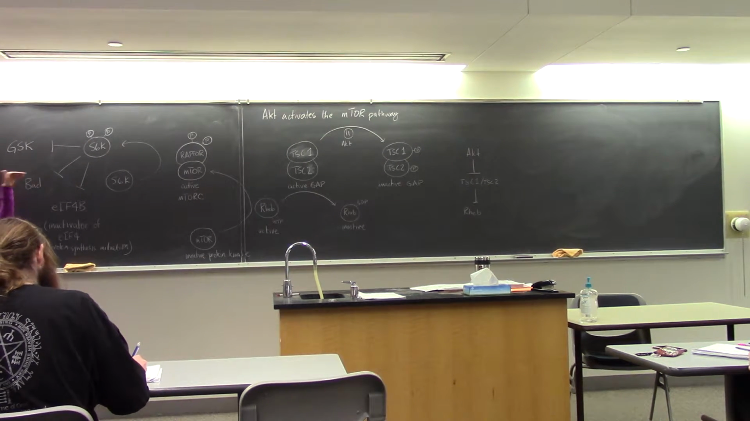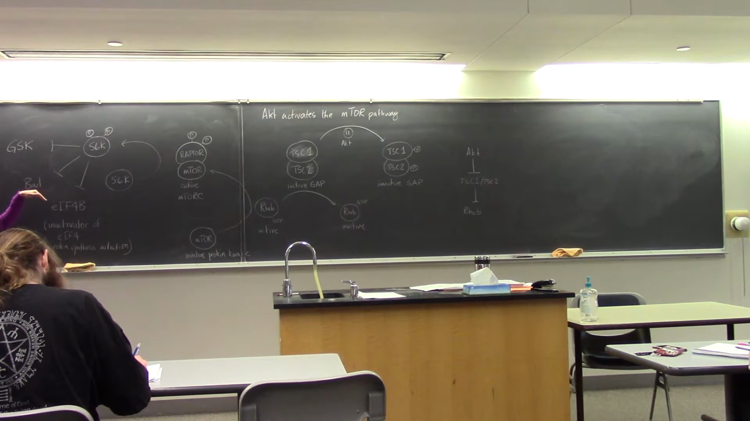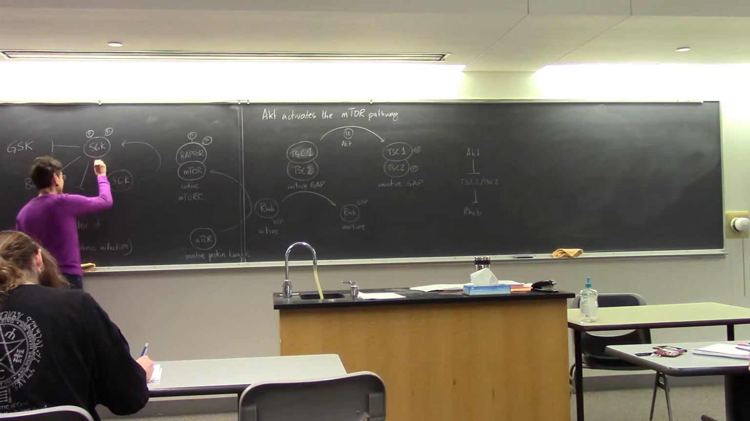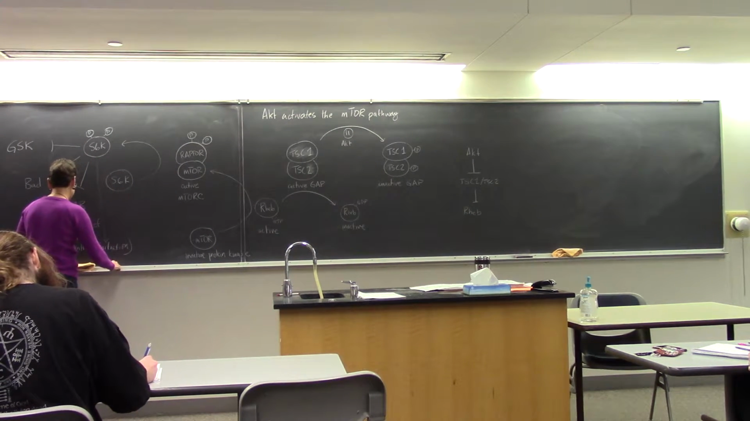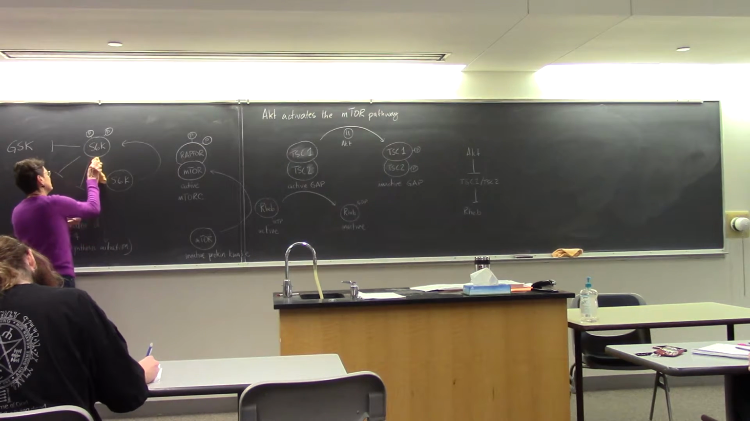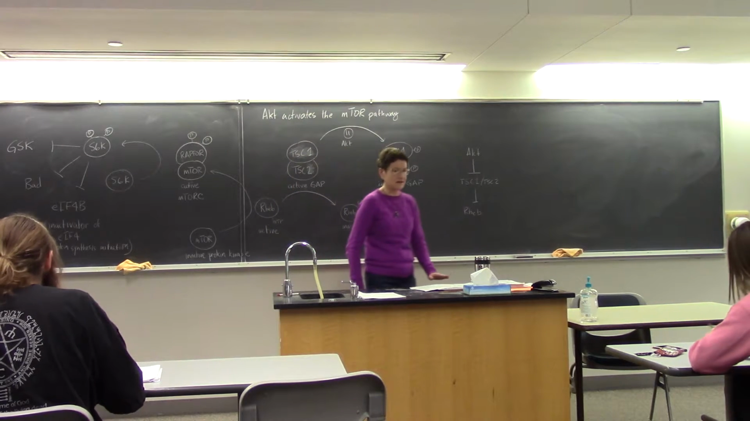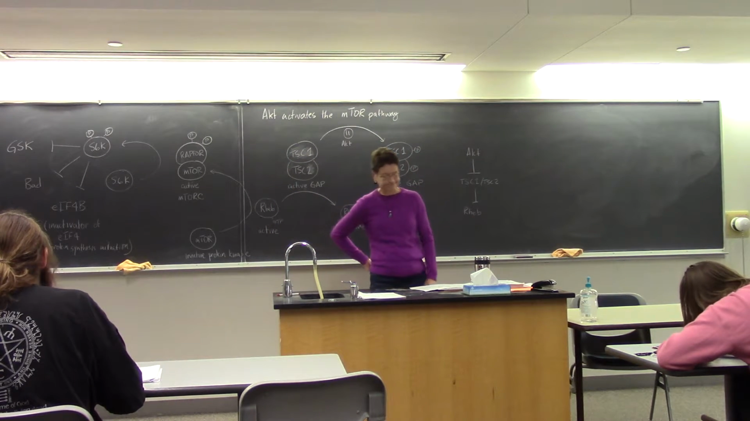So all you have to see, when you see a double negative, just like in the English language, a double negative means it really is positive. So really indirectly, we're going to see an increase in protein synthesis, because we're inhibiting the inhibitor.